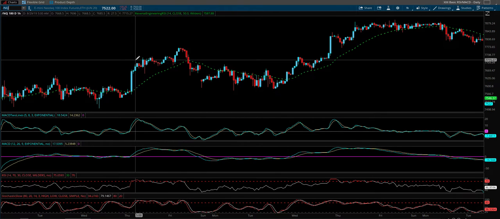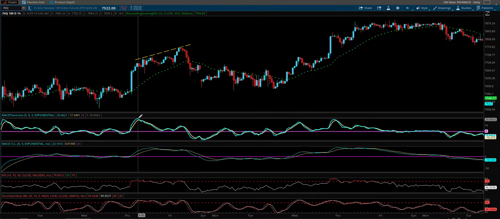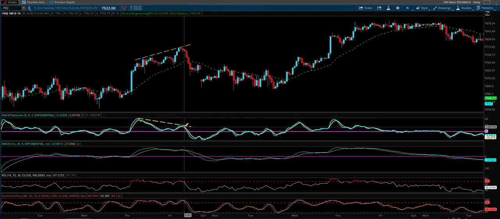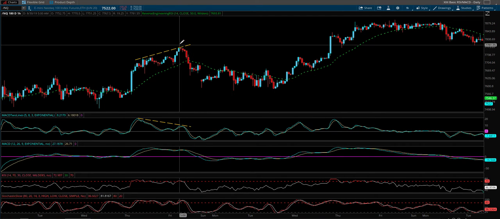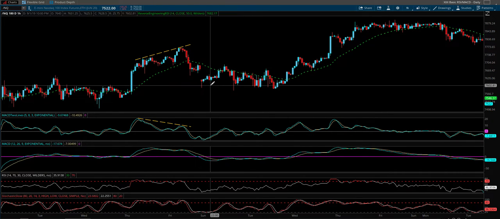So here's another clear example. Higher high in price, and pretty obvious on this one. You can see how much of a lower low it was. So once we broke support, it went down.